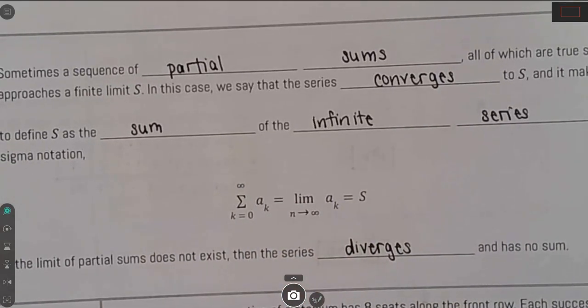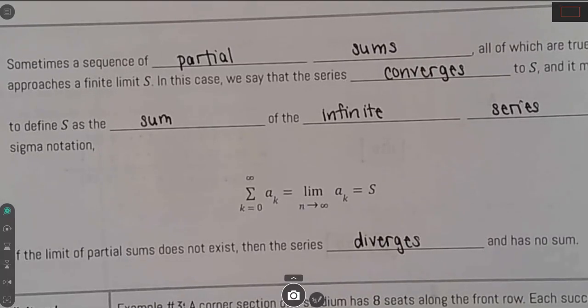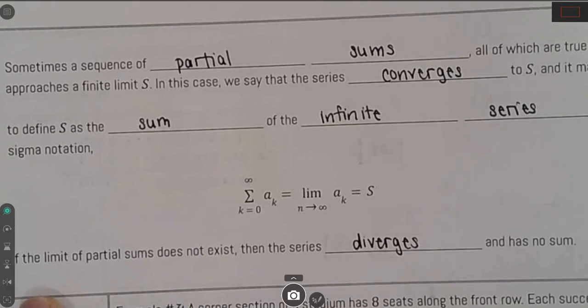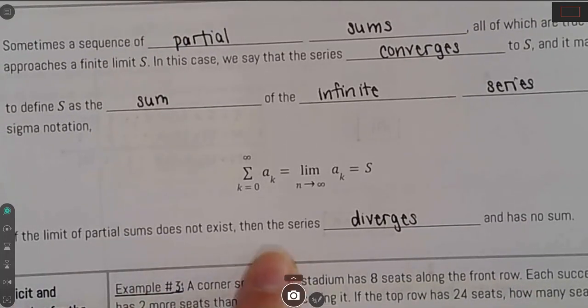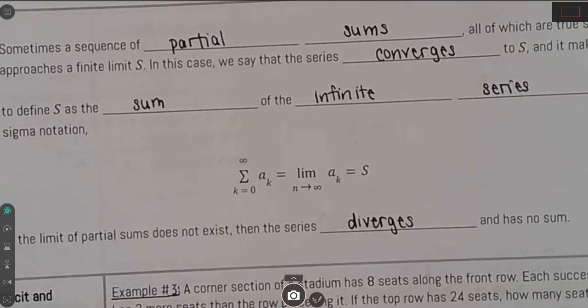What this means is that sometimes, even if it's an infinite series, because the numbers are approaching some value, you can actually find that sum. Sometimes you can't. Sometimes the numbers continue to get bigger, or it oscillates between 2 values or something like that. If the limit of partial sums does not exist, then the series diverges and has no sum.